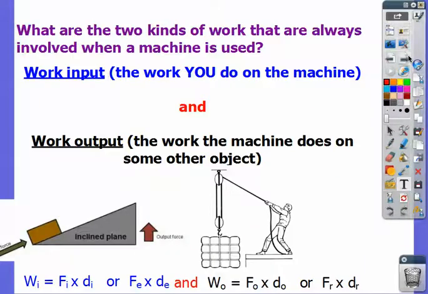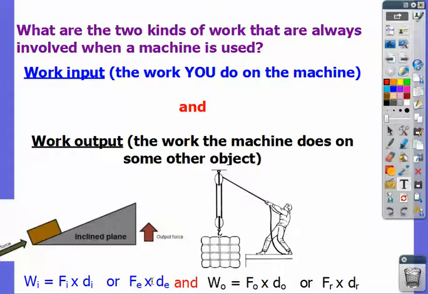Now, there are two types of work that occur whenever we're using a machine. There's the work input, and this is the work that you do. It's calculated as your force input multiplied by the distance input, or the effort force times the effort distance. That's shown here at the bottom in blue, where F sub I would be your input force and D sub I would be input distance, or F sub E would be effort force and D sub E effort distance. So that's the work that you do.